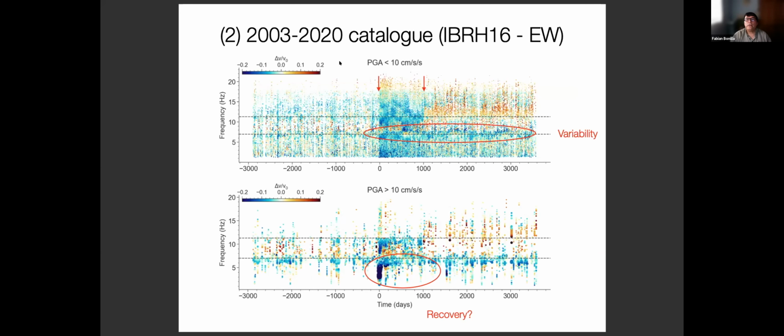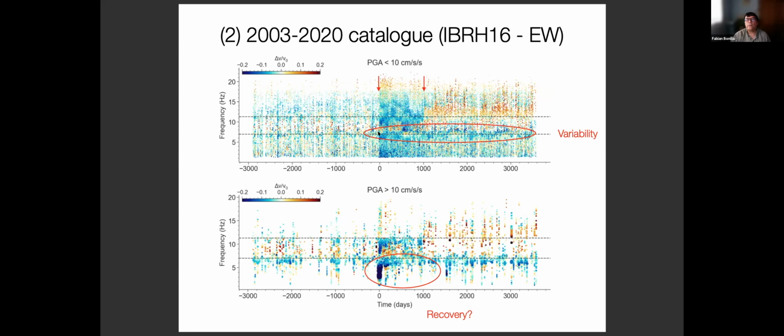So now going to the catalog itself, repeating the same thing, we can obtain the velocity changes as a function of frequency and time, for example, for accelerations less than 10 centimeters per second squared, and also for accelerations greater than 10 centimeters per second squared. The first thing that we can observe here is the strong variability that we have after the quake. The 0 time is the Tohoku earthquake.